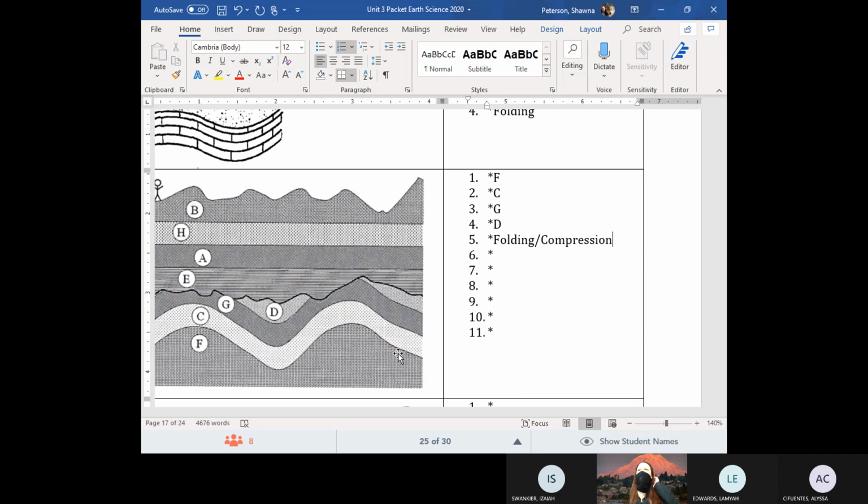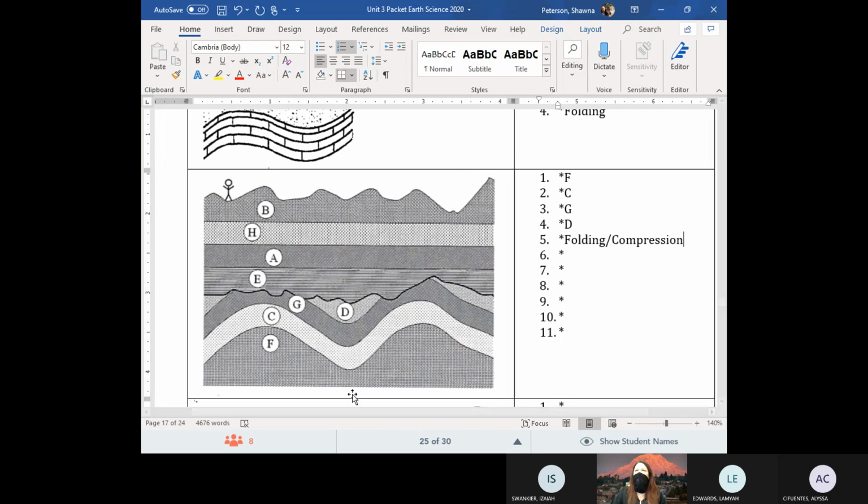All right, so we had some sort of folding or compression, something along those lines that's squeezing those rock layers together and making that wavy look to them, okay? And then what happens after they get folded? Good, it's a nonconformity or disconformity. I'm just gonna write erosion because that's so much easier to spell.